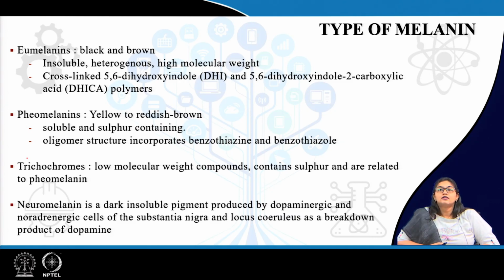Before that, let us discuss different types of melanin in our body. Mostly there are two types, eumelanin and pheomelanin. Apart from these, there are two others, trichochromes and neuromelanins. Now, eumelanins are of two types, one is black, another is brown, based on their color. Eumelanin is an insoluble and heterogeneous molecule. Heterogeneous why? Basically this is a cross-linked product of dihydroxyindole and dihydroxyindole carboxylic acid. So, these two compounds are cross-linked to form the heterogeneous polymer of eumelanin.